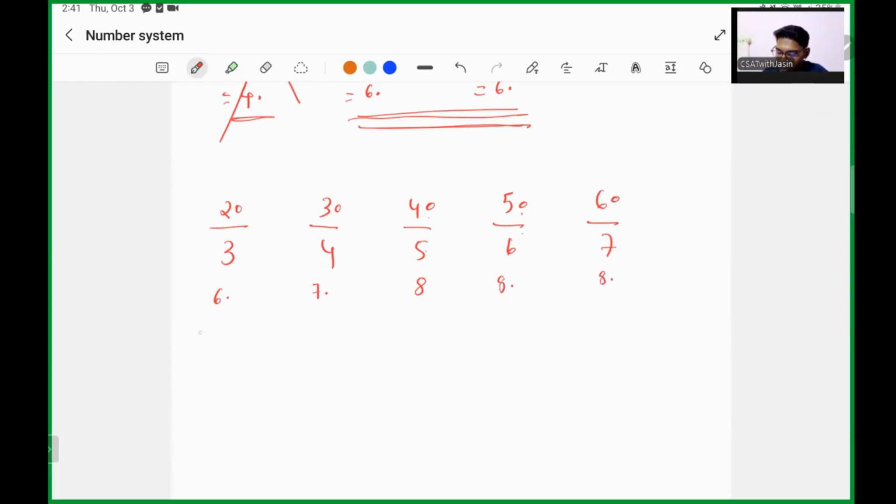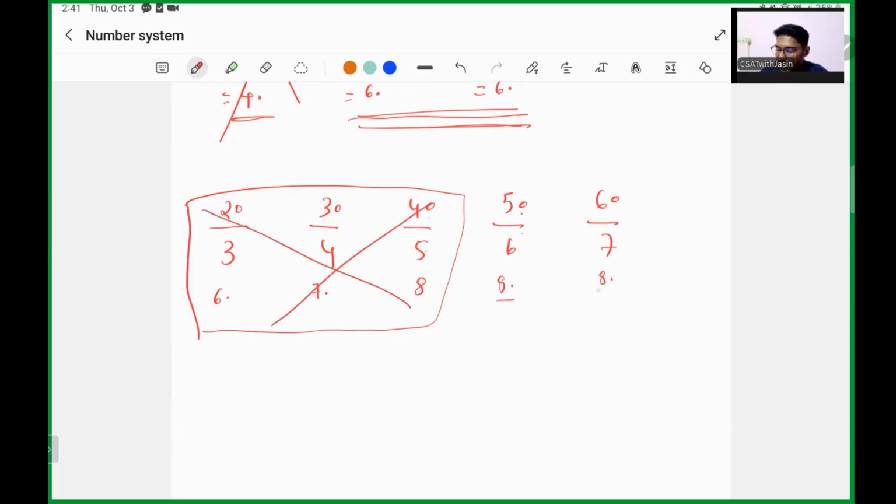Now you understood that these are all small. These two are both 8 point something. So one among 5 by 6 and 6 by 7 will be the greatest one. Then you can do the cross multiplication here. 5 into 7 is 35 and 6 into 6 is 36. So 36 is the greatest among 35 and 36. So 6 by 7 will be the greatest.